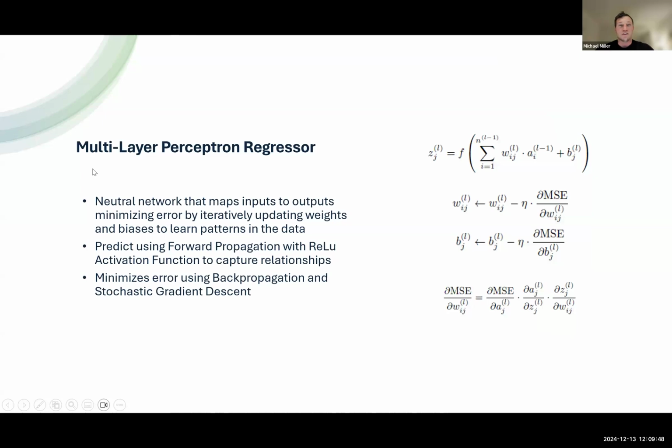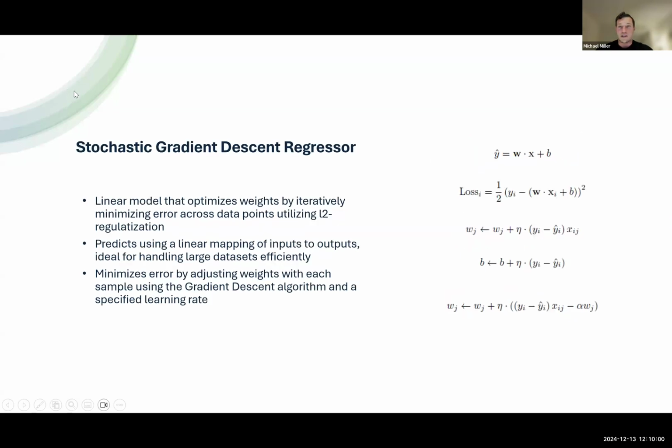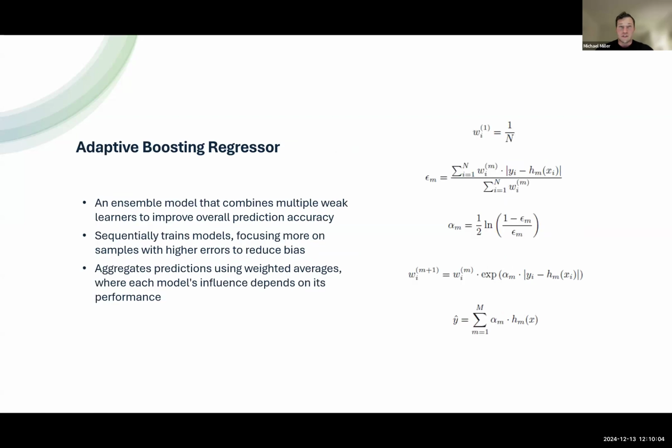And then the machine learning algorithms that we used that came out with good returns were the multi-layer perceptron regressor, which is a neural network, the stochastic gradient descent regressor, and the adaptive boosting regressor, which is a kind of ensemble model.